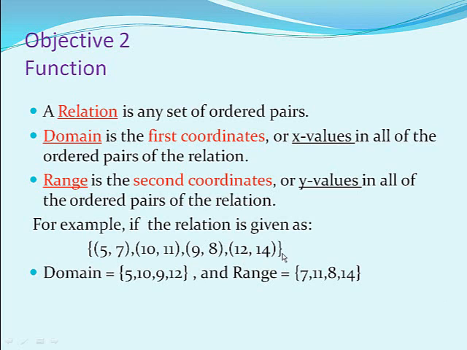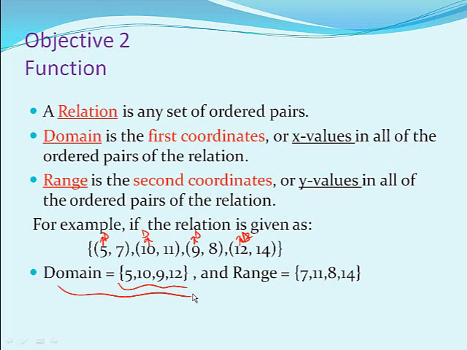and (12, 14), then we can write the domain as all the first coordinates or the x values. So 5 will be going in the domain, 10 will be in the domain, 9 will be in the domain, and this 12 will be in the domain. So the domain is the set of x values 5, 10, 9, 12.